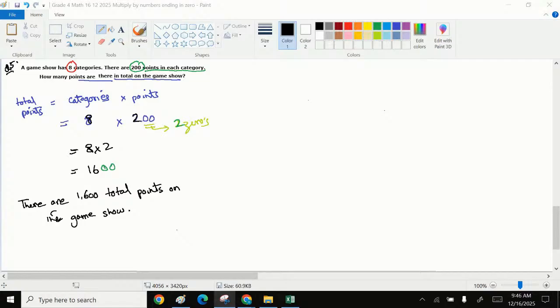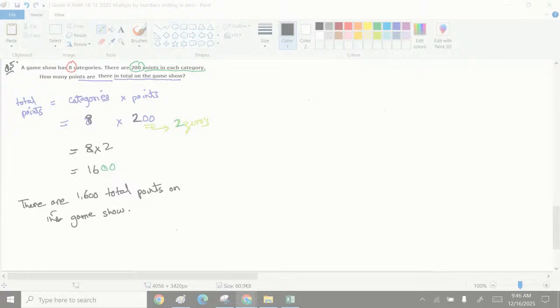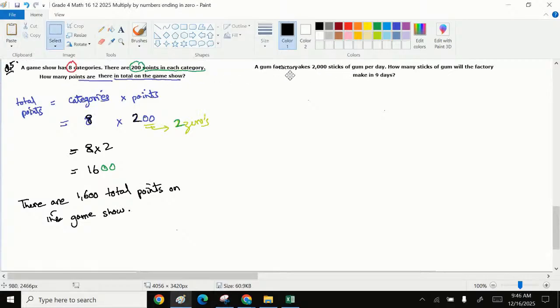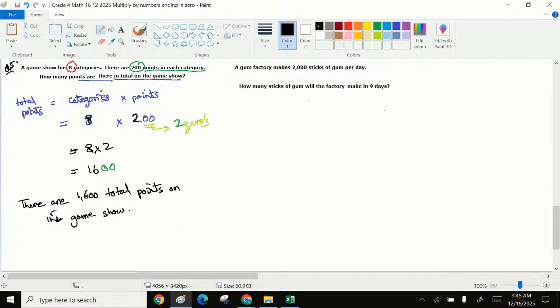The next question says, a gum factory makes 2000 sticks per day. And how much would they make in 9 days? Let's try this question. Question number 6. A gum factory makes 2000 sticks of gum per day. How many sticks of gum would the factory make in 9 days?